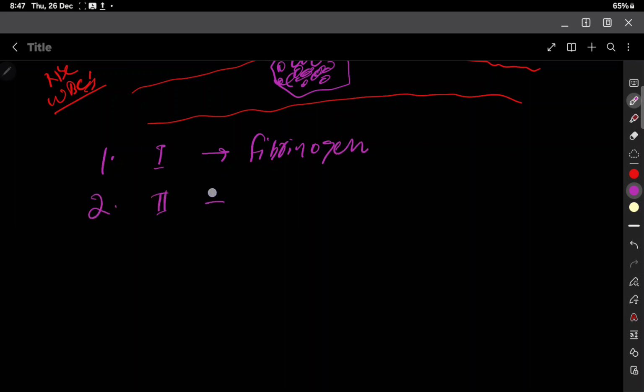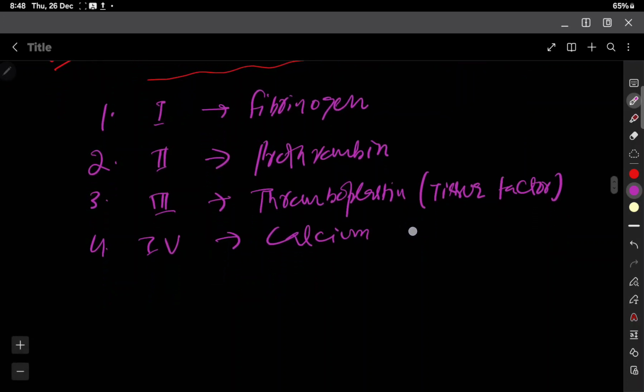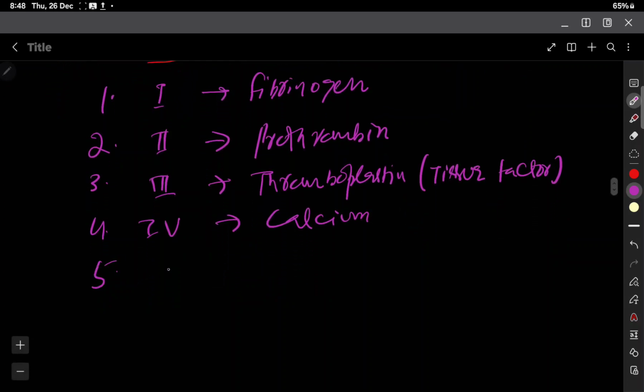Second clotting factor, I am writing in both Roman as well as this. Second one is prothrombin. These two are very much important. Third one is thromboplastin, which is also called tissue factor. Thromboplastin or tissue factor. Then fourth one is calcium, fourth clotting factor. Then fifth clotting factor is called labile factor.